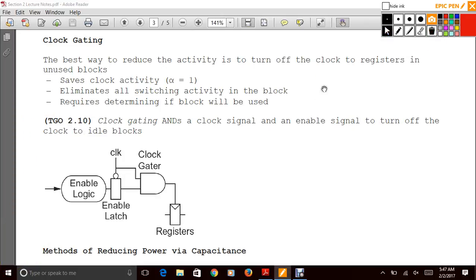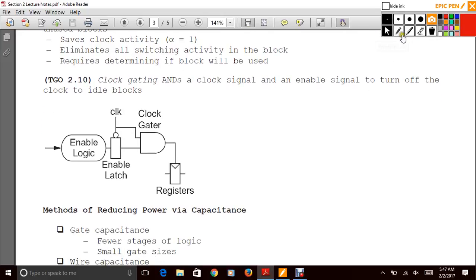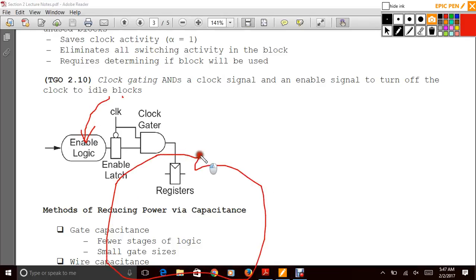So in this case, what's going to happen here with clock gating is we have some sort of enable logic that we had to design to determine whether or not the circuit is going to work. This means that we have these registers and all these other elements down here that are saying, okay, based on whether this is enabled, we're going to run this circuit.